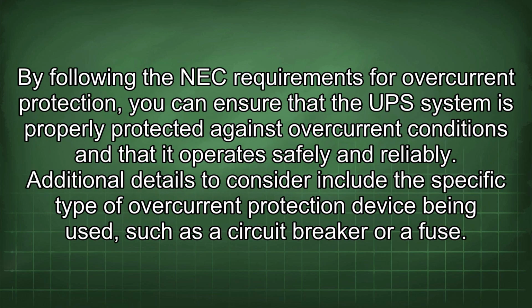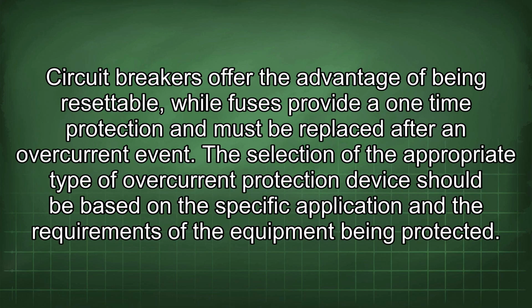By following the NEC requirements for overcurrent protection, you can ensure that the UPS system is properly protected against overcurrent conditions and that it operates safely and reliably. Additional details to consider include the specific type of overcurrent protection device being used, such as a circuit breaker or a fuse. Circuit breakers offer the advantage of being resettable, while fuses provide one-time protection and must be replaced after an overcurrent event. The selection of the appropriate type of overcurrent protection device should be based on the specific application and the requirements of the equipment being protected.